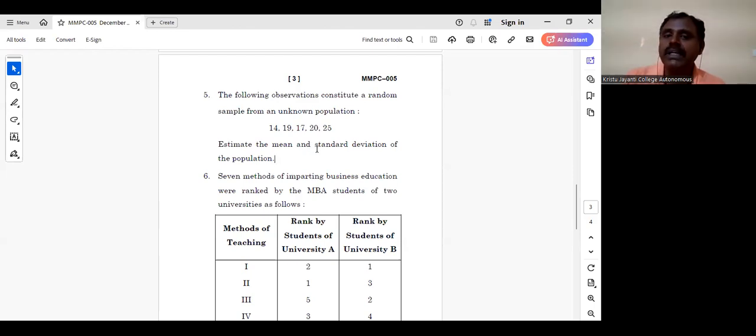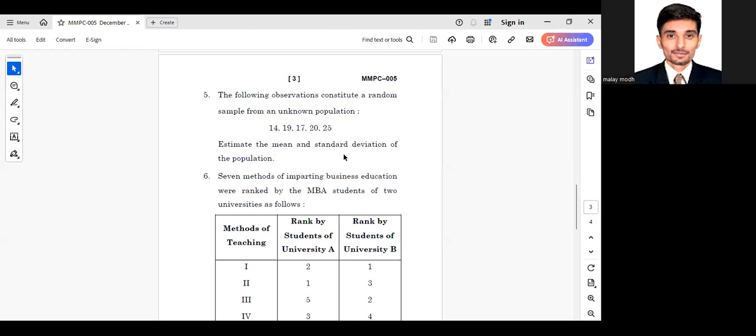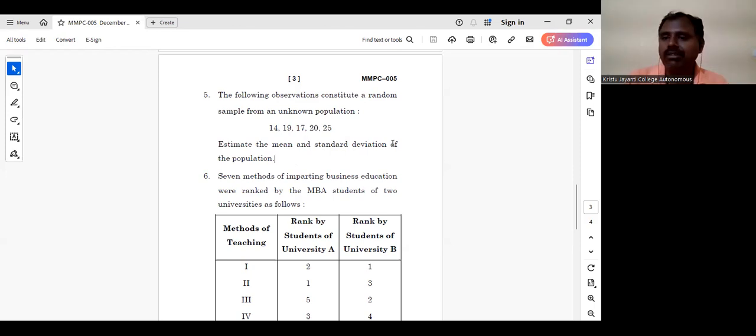They are asking again. You have to calculate the standard deviation. Standard deviation sigma equals the square root of the sum of x minus x bar whole square divided by n. That formula you can use. Or the other formula is the square root of sum of x square divided by n minus sum of x divided by n whole square. Any one formula you can use. You can first calculate the table values, substitute, and you will get the answer. Is it fine?